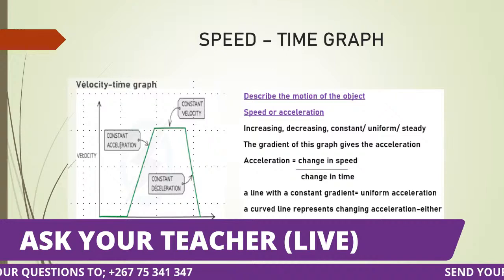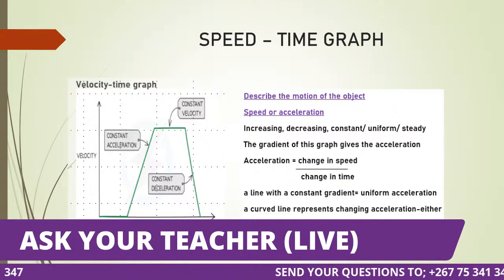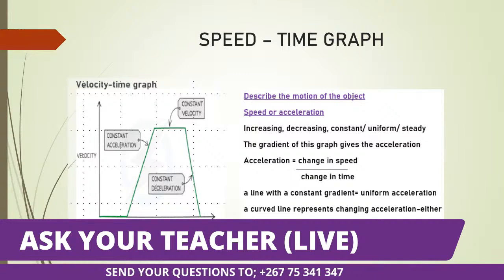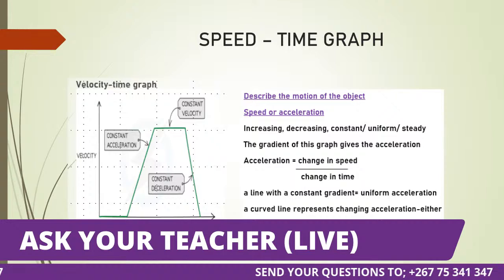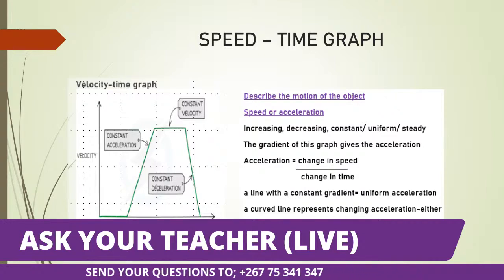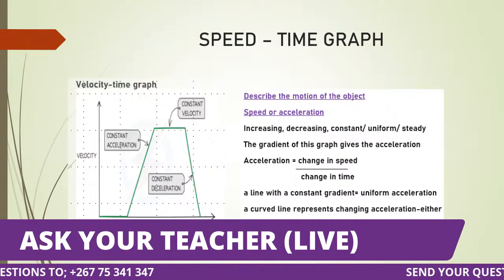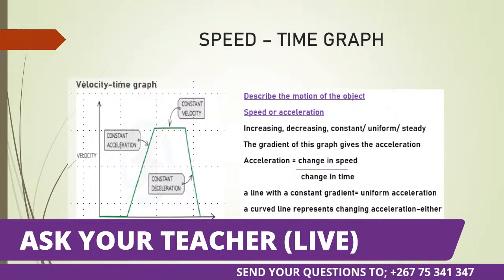The gradient or the slope gives us the acceleration, and you need to calculate this gradient using change in speed over change in time. From your mathematics, you'll be saying change in y over change in x. Same thing here, change in speed over change in time. A line with a constant slope or a constant gradient gives you uniform acceleration or uniform, steady speed.